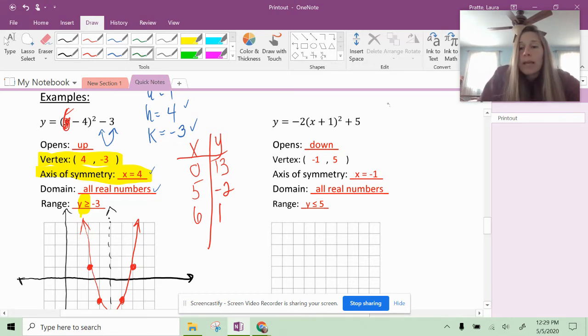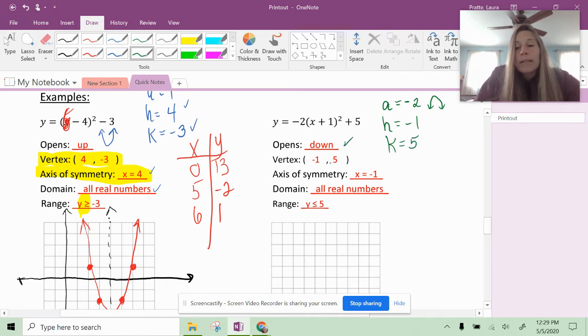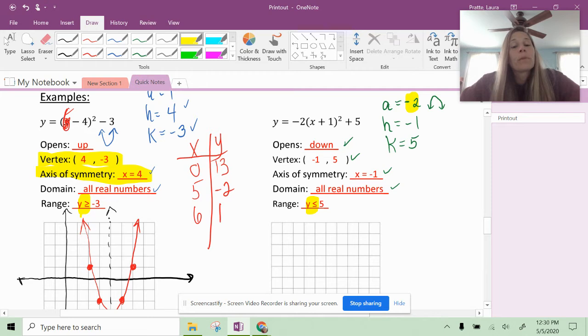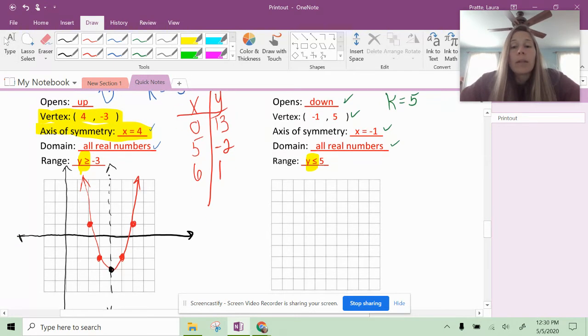So again, we want to find what's a, h, and k. So my a is negative 2, which tells me it's going to open down. My h is going to be negative 1. Remember, it's always the opposite sign of what you see in the formula. And then my k is going to be positive 5. So that tells me it's opening down. My vertex is (-1, 5), and my axis of symmetry is x equals negative 1. Domain is always all real numbers, and my range is going to be y is less than or equal to, because this was a negative, and then that k value, which is 5. So we know all the y values are going to be less than or equal to 5.